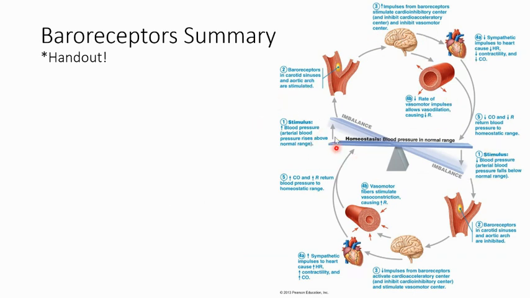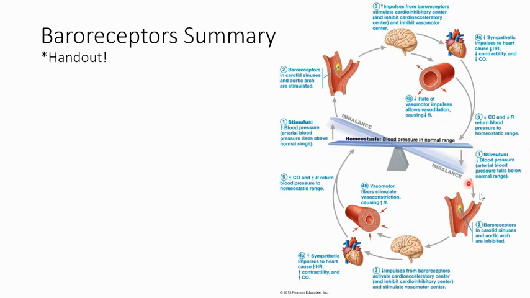You can start right here with number 1, what if the blood pressure was high, and you can follow it around. Okay, take a look right here. The result is decreased sympathetic stimulation, which is going to result in decreased heart rate, which is going to result in decreased contractility, meaning the ventricles aren't going to contract very forcefully, and decreased cardiac output. That is then going to put you back to homeostasis.